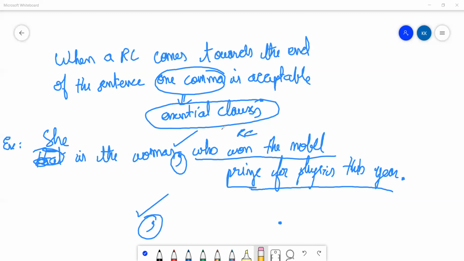Now, let's just check, is there anything else that I'm missing out on essential, non-essential clauses? So just understand one thing, Nana, everything that comes between two commas is non-essential. So if something is coming between two commas, then understand that the sentence should make sense without it. If the sentence is not making sense without it, then you remove both the commas. Understood? Got my point?